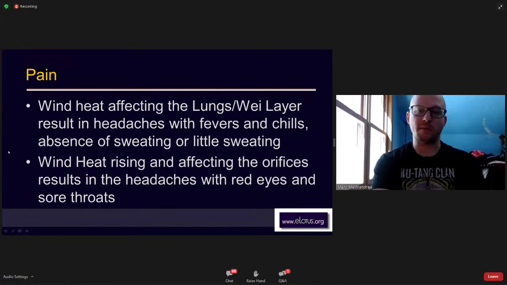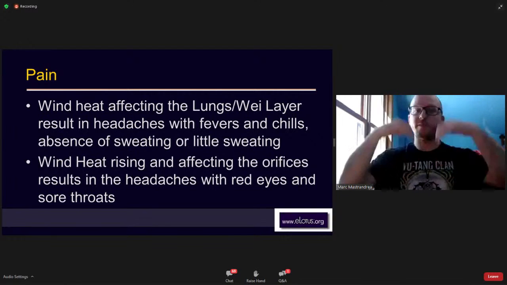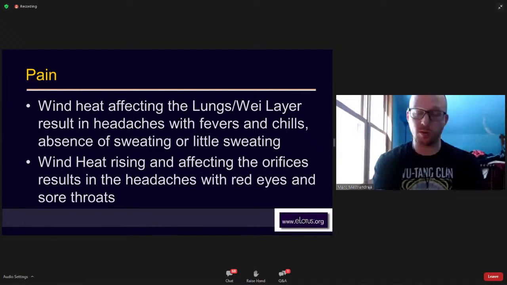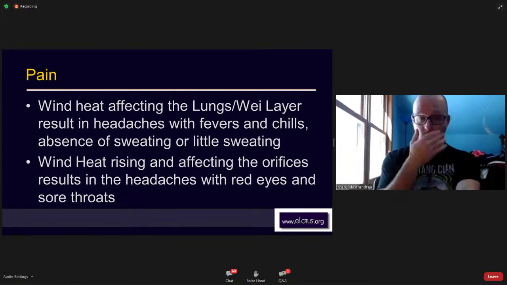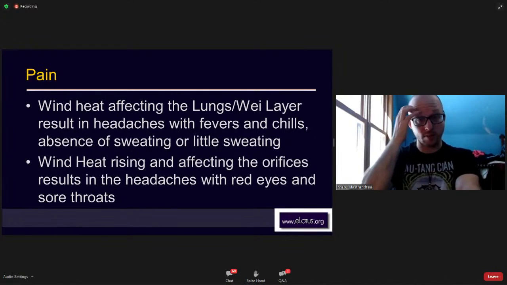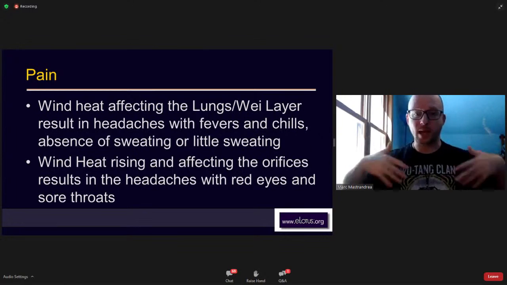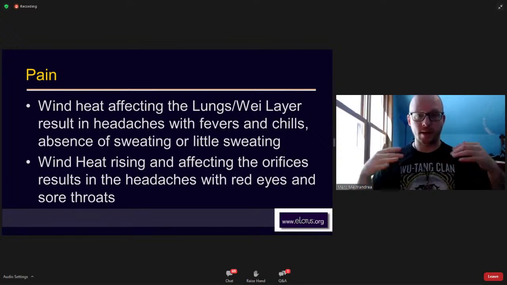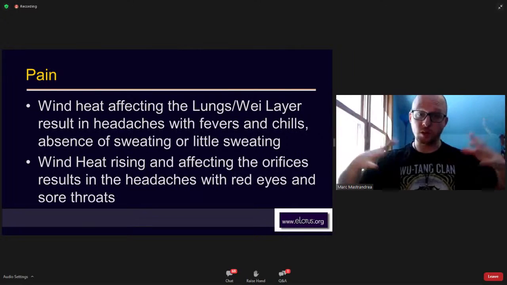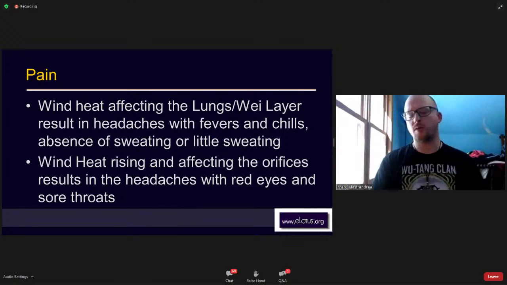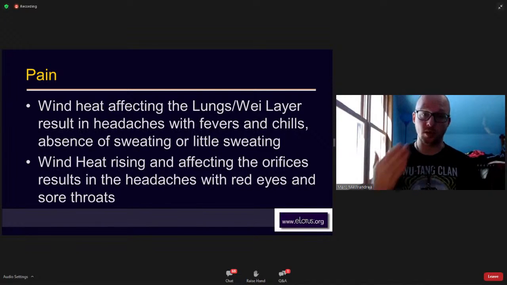Wind heat can affect the lungs, so it can affect the lungs in the wei layer, and this heat will upflare and create headaches with fevers and chills, right? So you can have the absence of sweat. The wind can block the pores. In that case, it's going to block wei qi. So when you're having no sweating and you have this invasion, you're probably going to feel more sore. But once you can get the person to sweat, the pain kind of resolves. Why? Because you have unblocked the pores, and you've allowed the wei qi to fully and freely move through the body. So that's a reason why that helps with diminishing pain, right?